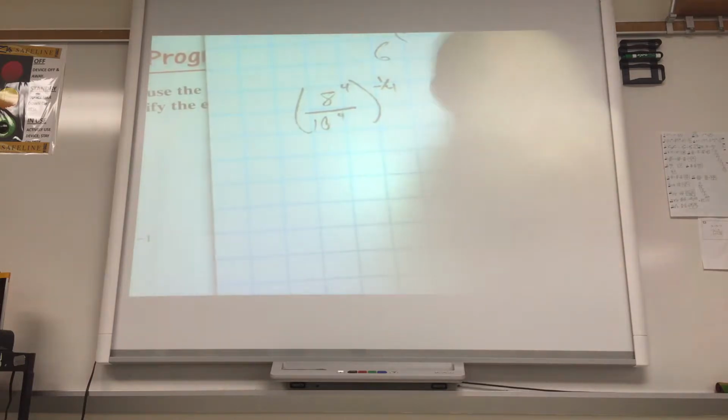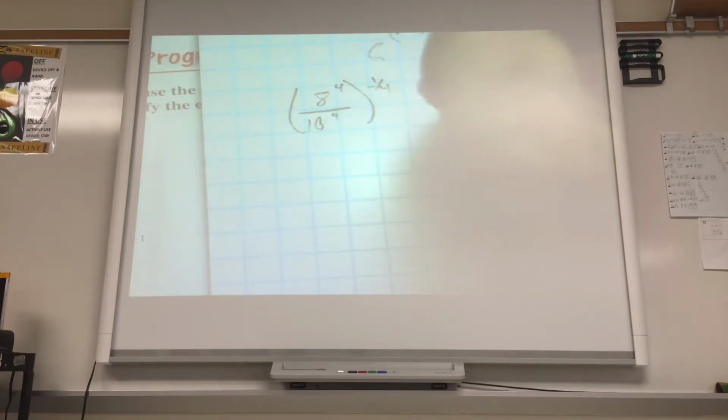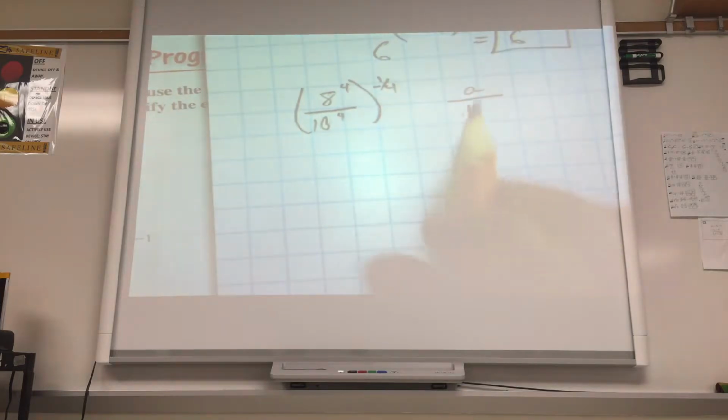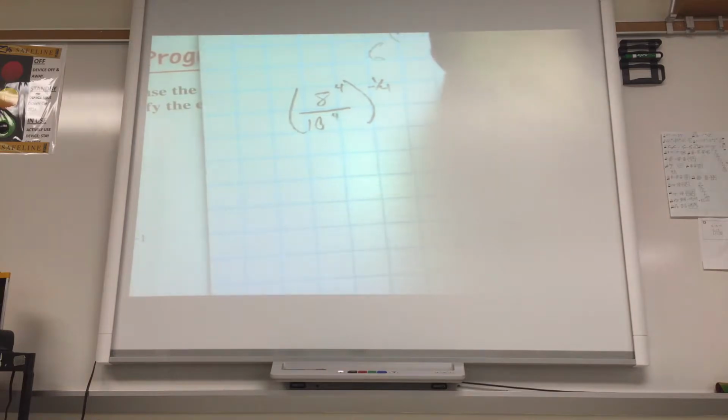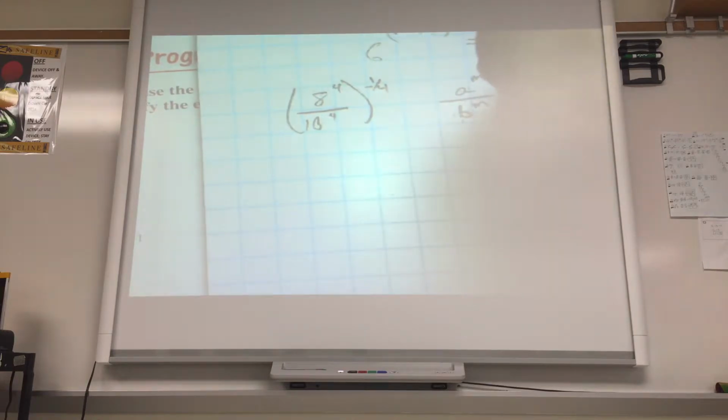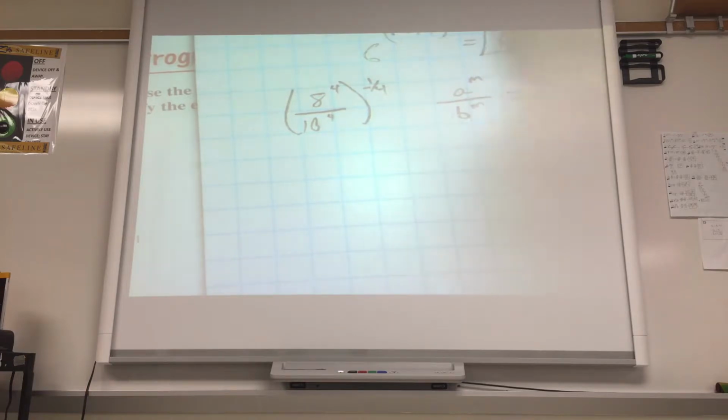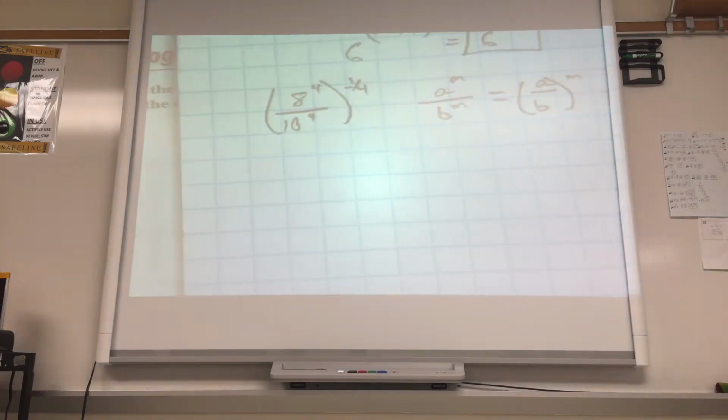Okay, so there's a rule that says if I have a quotient, but with different bases, a and b. Different bases, but I have the same exponent. And that's the same thing as a divided by b to the m power, like that.